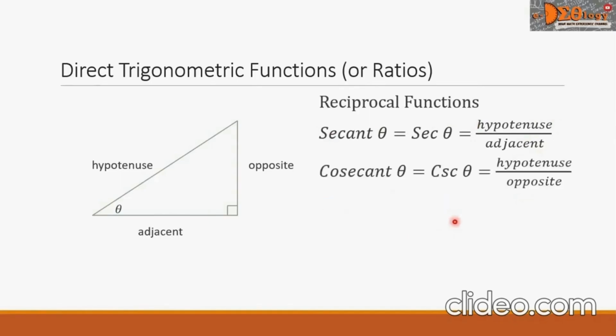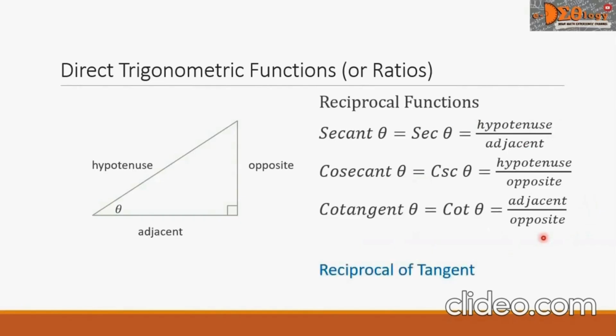The next function is cosecant theta, with a symbol CSC, and the ratio is hypotenuse over opposite side. This is the reciprocal of the sine. The next function is the cotangent theta, symbolized by COT, and this is equal to the ratio of adjacent over opposite side. This is the reciprocal of the tangent.